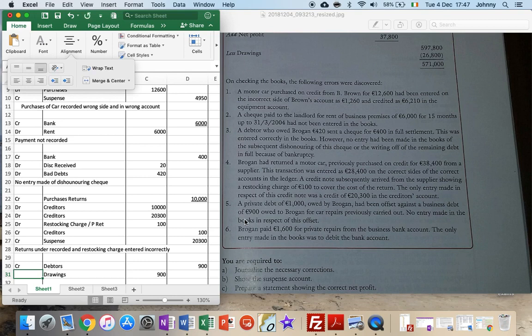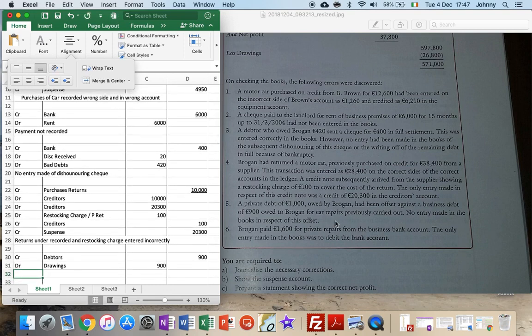The fact that the debt itself that was owed is more than the 900 debt is not relevant here. There's no discount involved. It might be a discount privately, but not for the business. So no entry of returns, no entry made of private debt cancelling a debtor's balance.